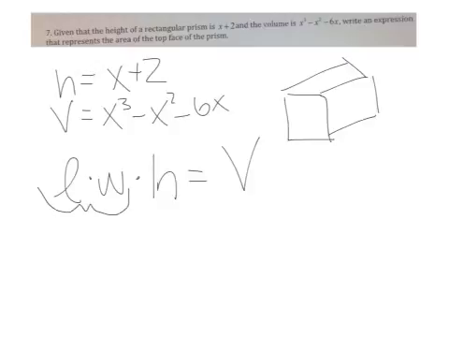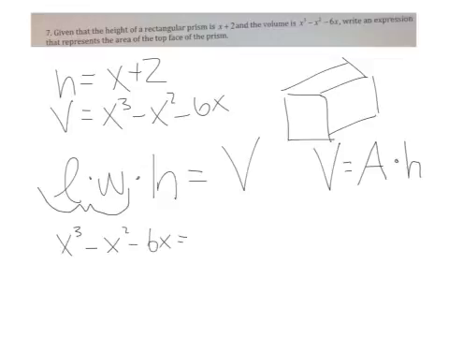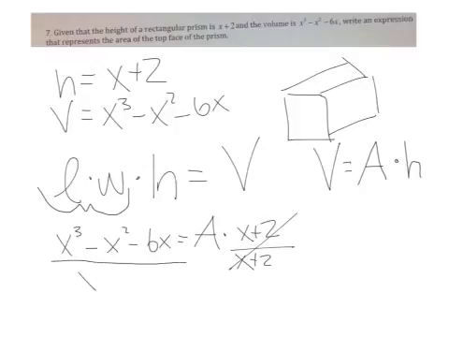I know area is length times width. So I could also rewrite my volume as volume equals the area times the height, which is how we're going to be thinking about this. So if I'm thinking about it that way, then I would say x cubed minus x squared minus 6x equals area, whatever that is, that's what I'm trying to find, times x plus 2. So if I want to find the area, I divide by x plus 2 here, and this goes away, and I divide this thing by x plus 2, which is why it's on your division homework.